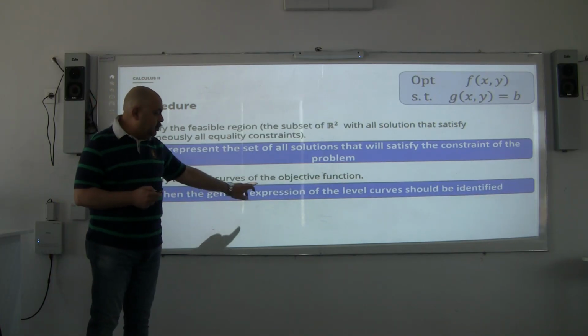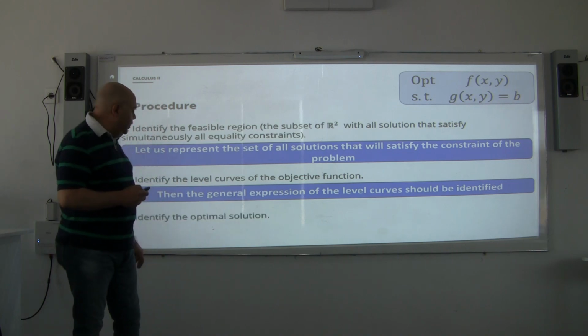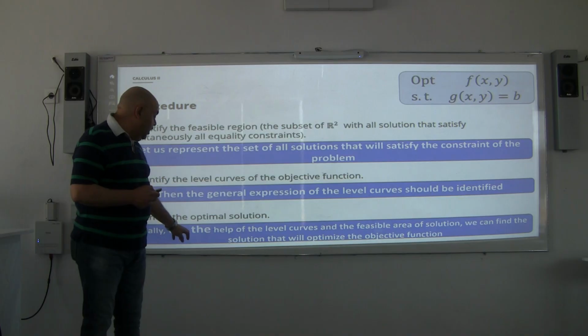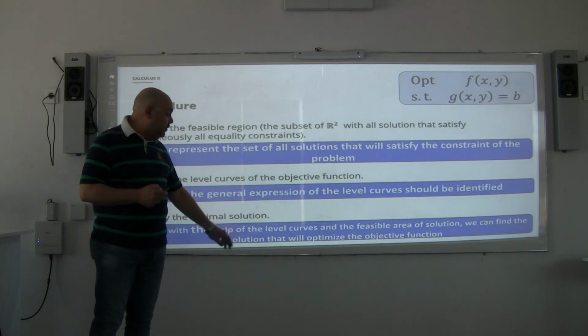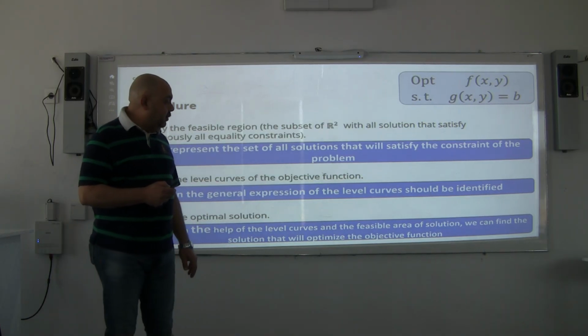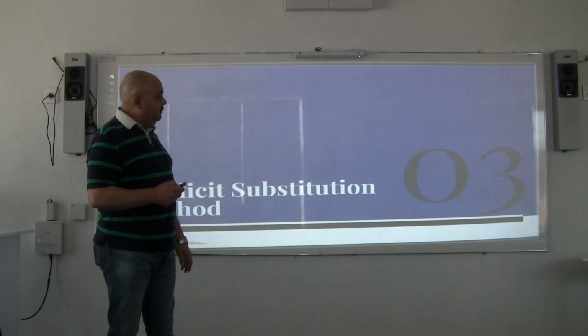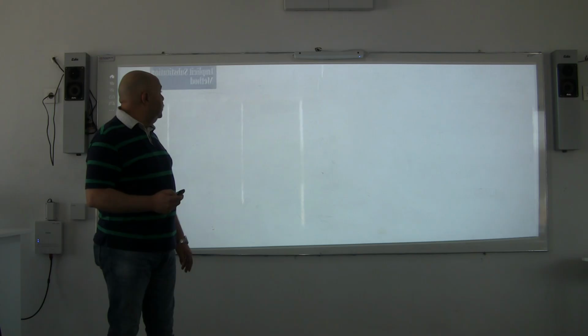Then the general expression for the level curves should be identified. Identify the optimal solution. Finally, with the help of the level curves and the feasible area of solution, we will be able to find the best solution for the objective function satisfying this constraint.